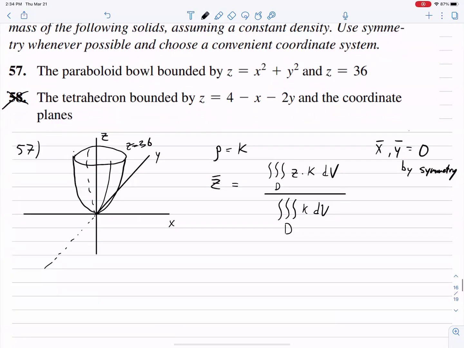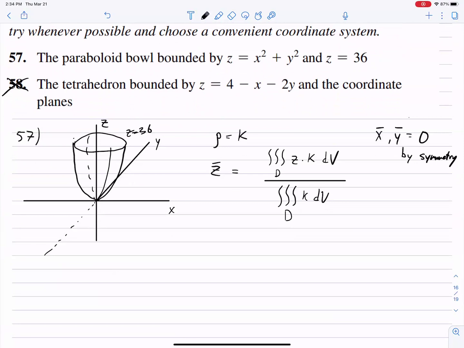Okay, so we're in position to knock this thing out. What kind of coordinate system will be helpful here? Cylindrical, right? Because we have x squared plus y squared. So z equals r squared is going to be our equation.